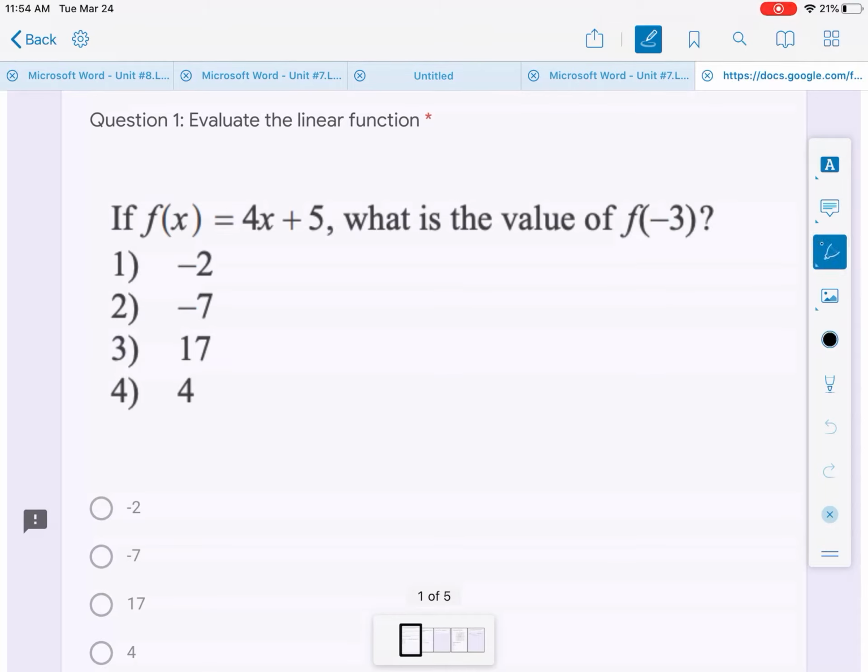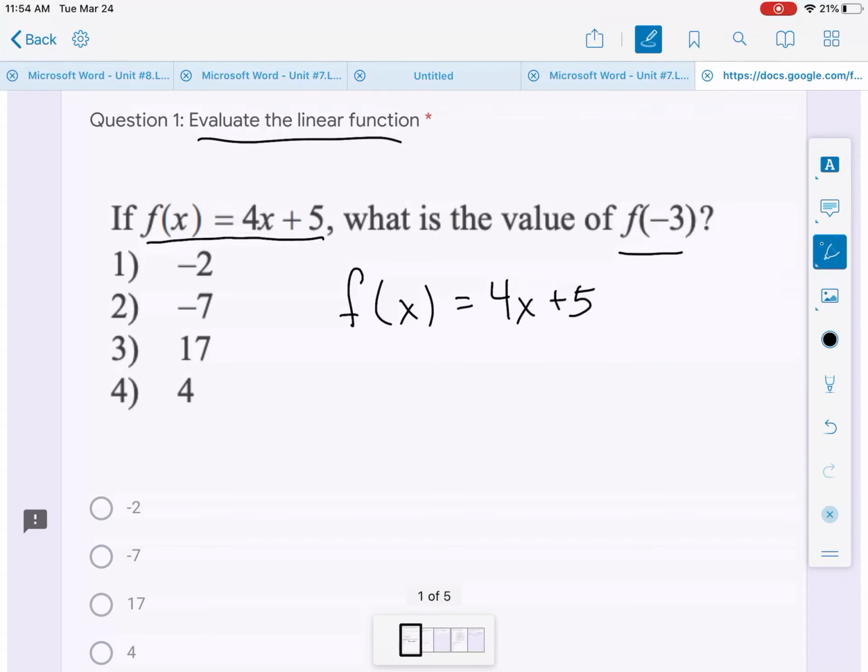Question 1 asks us to evaluate the function. And we have the function f of x equals 4x plus 5. And we want to evaluate it for x equal to negative 3, or f of negative 3. Now, I go about these problems the same way for every one of them. I start with writing the function as a function of x, and then evaluate the function for the given value. In this case, it's negative 3.